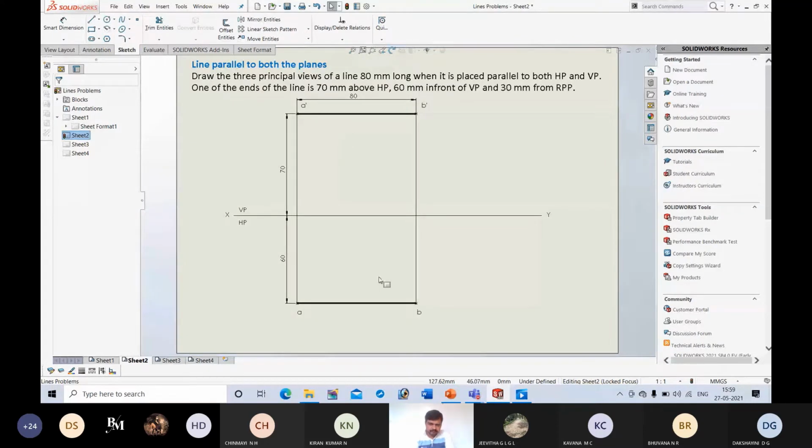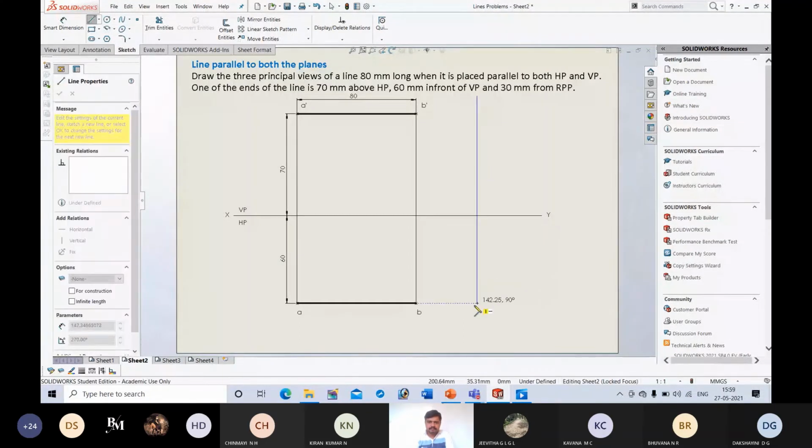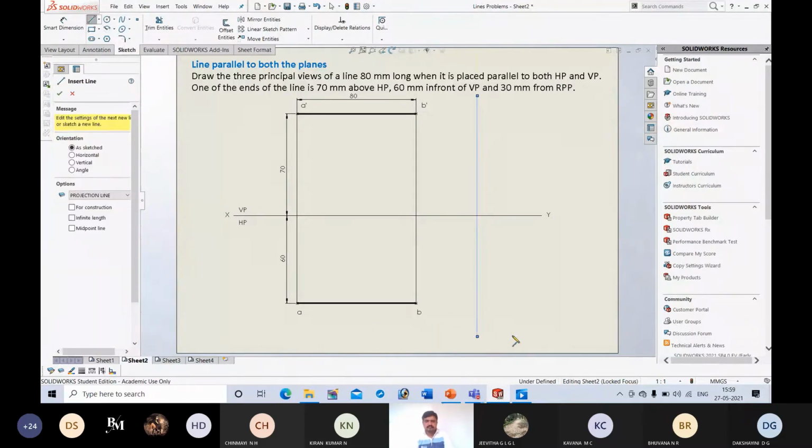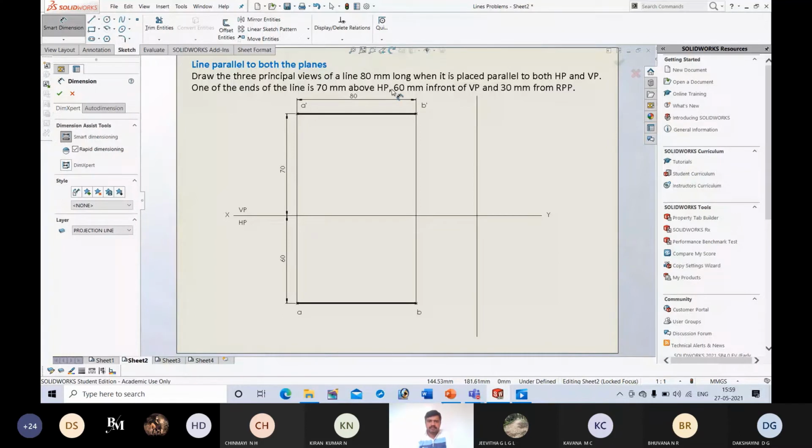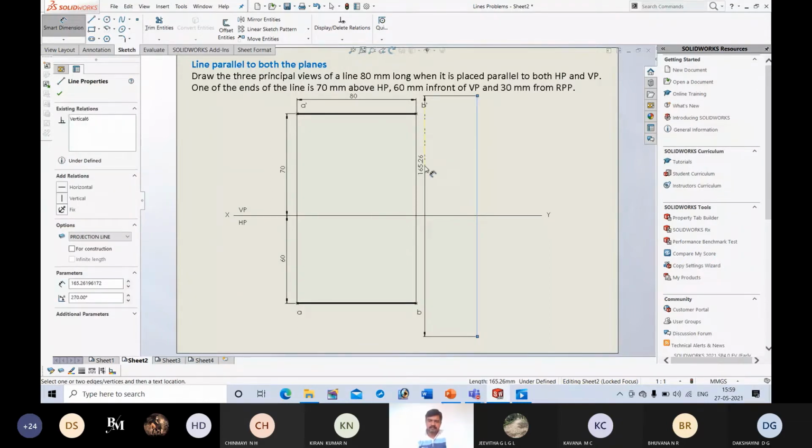Next you have to draw the profile view. For that, again, you have to draw a vertical line. Here one end of the line is 70 mm above HP, 60 mm in front of VP, then 30 mm from RPP. Since it is RPP, I will draw a vertical line towards the right. If you consider B, even B is 70 mm above HP and 60 mm in front of VP. Now I will consider B, so the gap between this and this should be 30. This is the meaning, this gap should be 30.